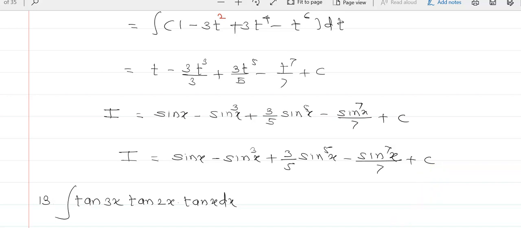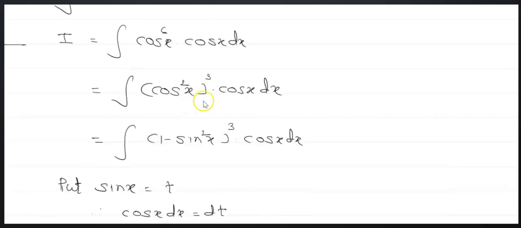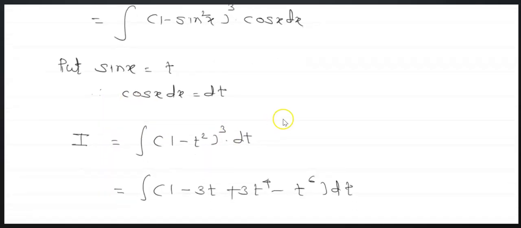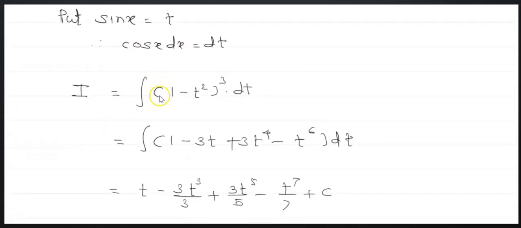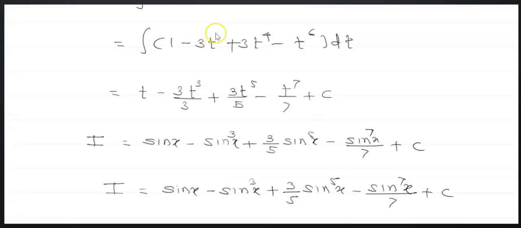Now the next example is, you can see this also here, 1 minus sin square x bracket raised to 3 into cos x. Put sin of x is equal to t. Again I am repeating here, cos x into dx is equal to dt, 1 minus t square bracket raised to 3. Now this is expansion, it is a square, minus 3t square, and this is the final answer. Now the example number 13.